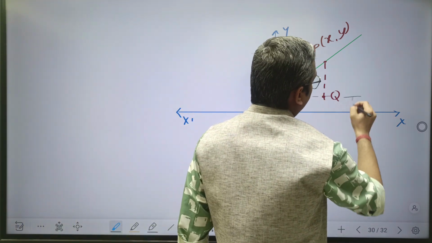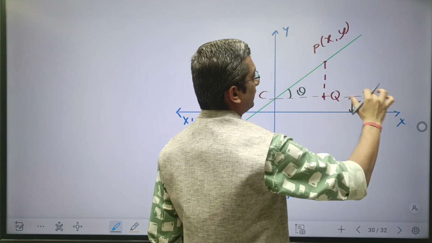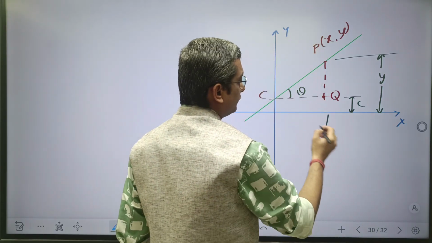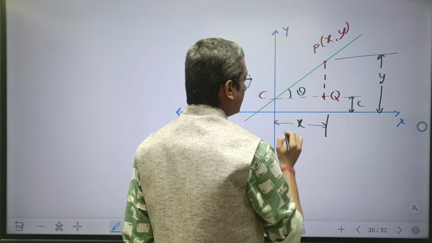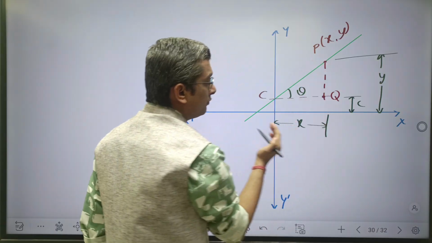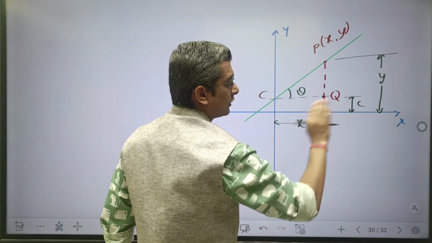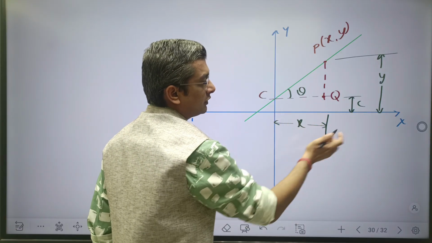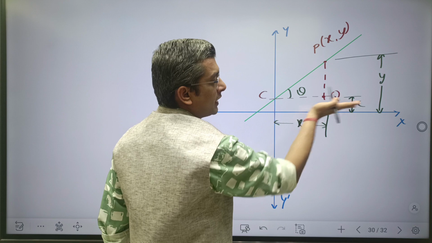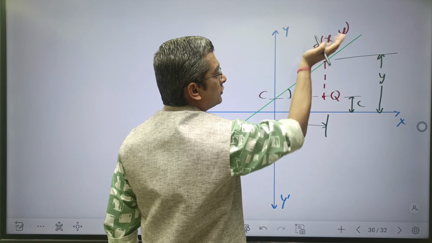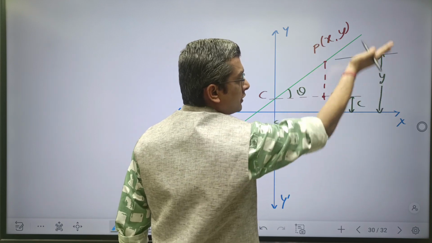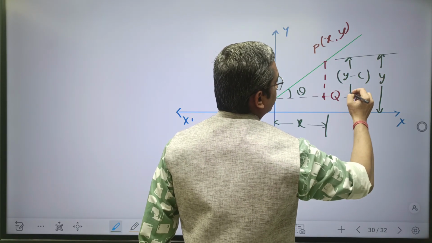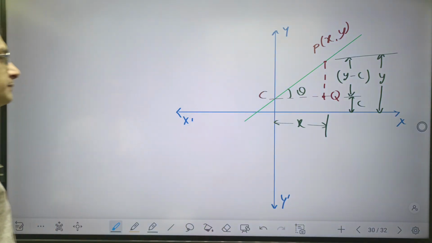So tell me, this distance is C, this distance is y, and this distance is x. As we have seen earlier, how can we locate point P? To locate point P, we must move the distance x towards the x-axis and the distance y towards the y-axis. So this distance must be x, and from the x-axis we move y distance to locate point P. That's why this distance is y and this is C. And this distance is y minus C.